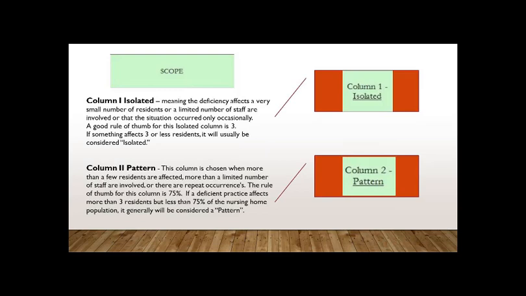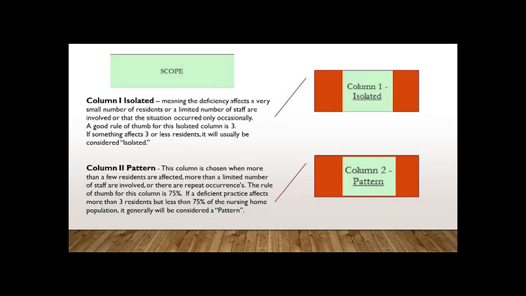So let's take a look at scope. We talk about the scope as isolated or a pattern. If it's isolated, once again, it's very limited. A very small number of residents are affected by this. They have what they call a rule of thumb, which is if it affects 3 or fewer residents, then they consider it isolated.